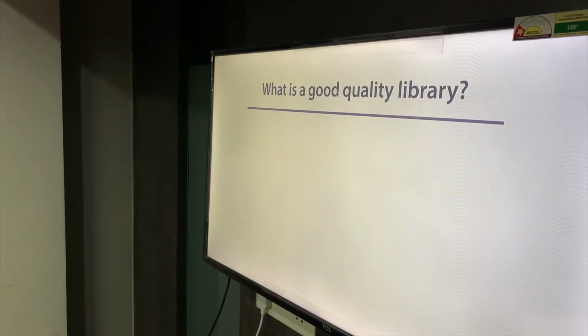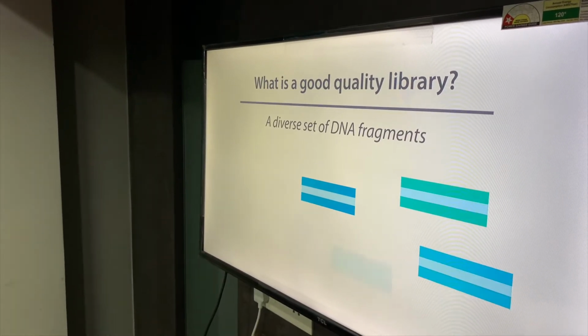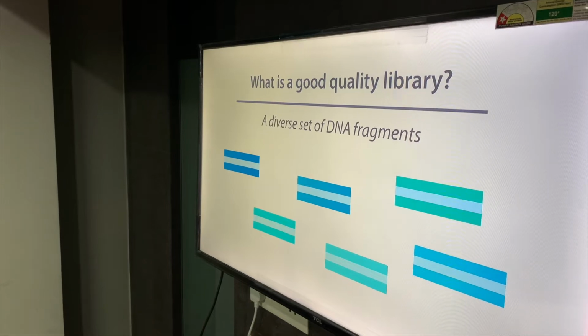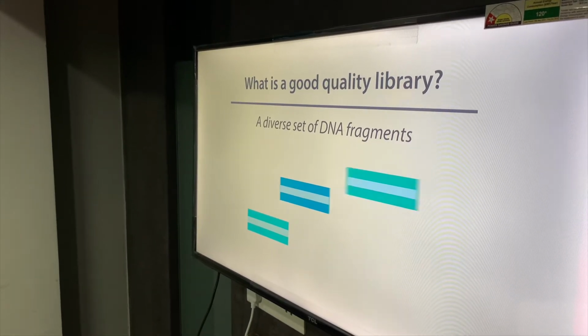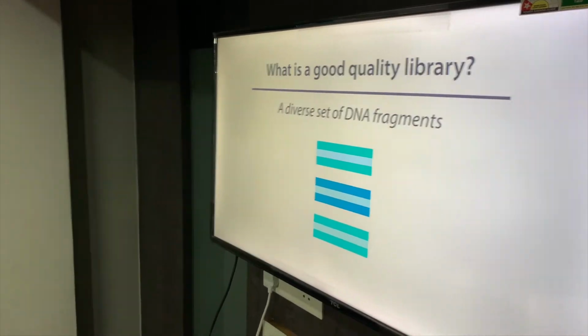In terms of quality, a good quality library is one that has a diverse set of DNA fragments with minimal duplicate fragments. This is important because during PCR amplification, duplicates of fragments will be generated. The consequence of duplicate fragments is that the sequencing reaction will be biased towards these fragments.